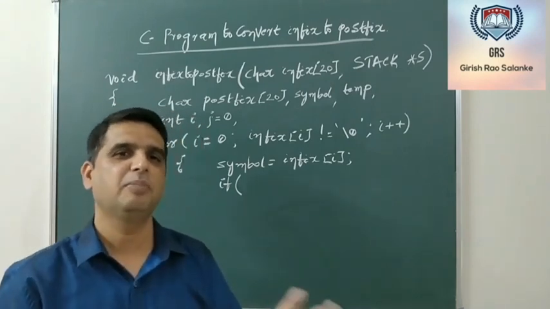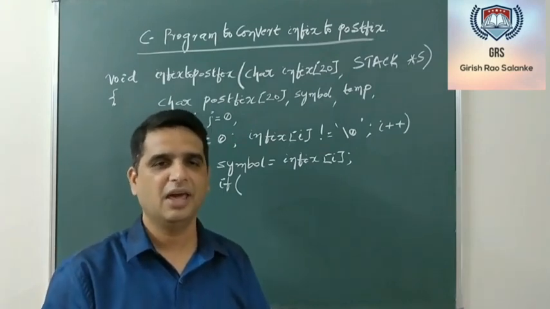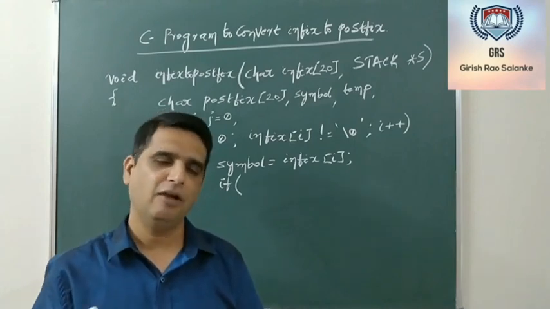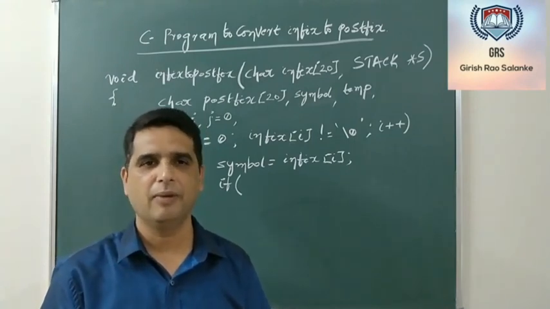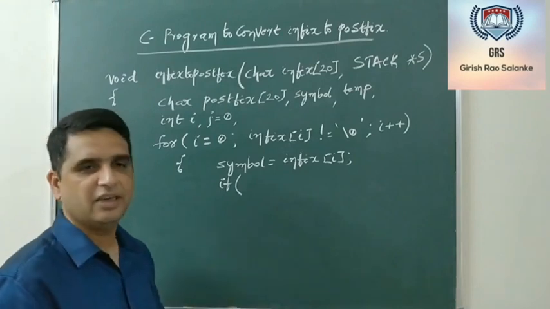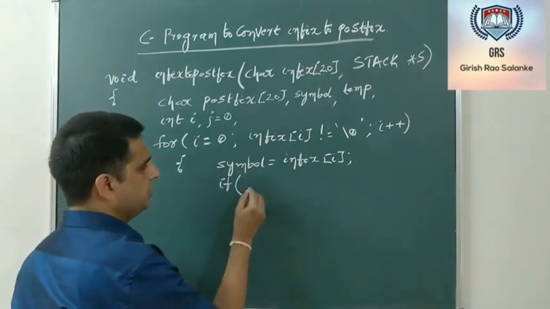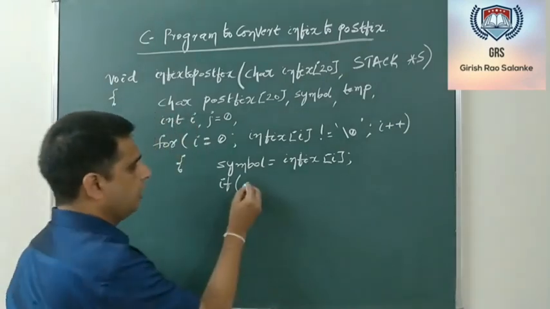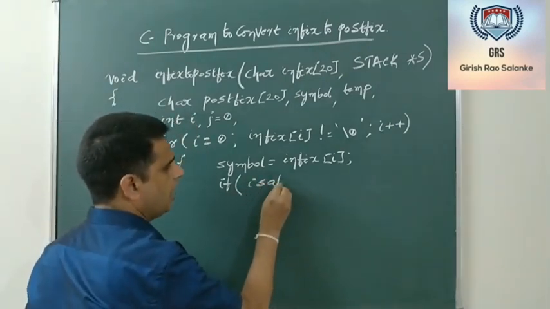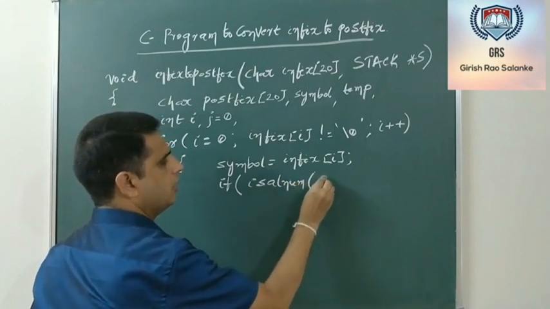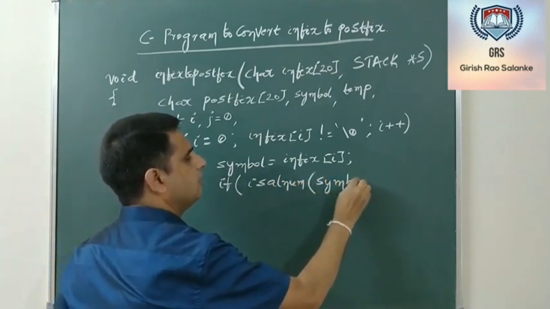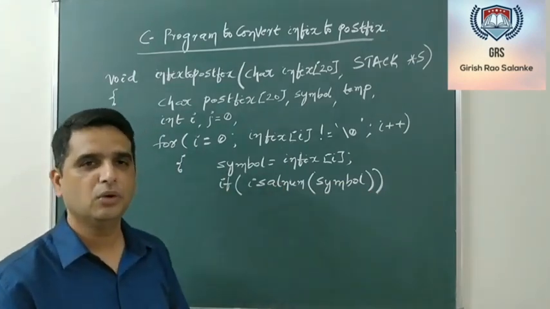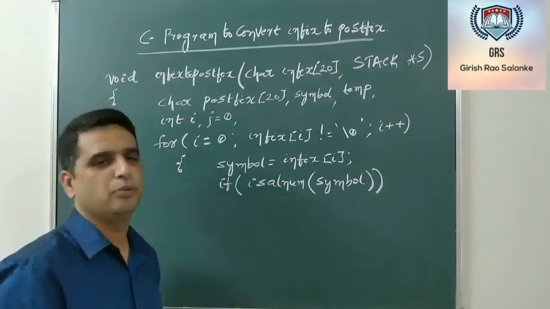If the expression is 3 plus 4 or maybe 2 plus 3, then 2, 3, 4 are all operands. Sometimes the operand might be an alphabetical character or it might be a numeric value. So there is a function by name alphanumeric, and I'm going to use that function: alphanumeric of symbol. That means if the scan symbol is an operand, place it on the postfix expression.